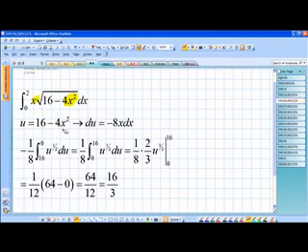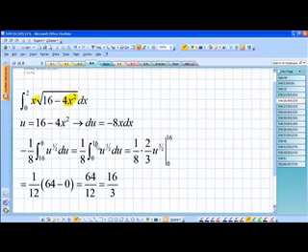If we make u 16 minus 4x squared, our du is negative 8x dx. So I'd have a negative 8 on the inside, which means a negative 1/8 on the outside. So this part here goes into my du. This part is e to the 1/2. Notice my limits of integration have changed, because if I do 16 minus 4 times 2 squared, I get 0, and 16 minus 4 times 0 squared, I get 16.